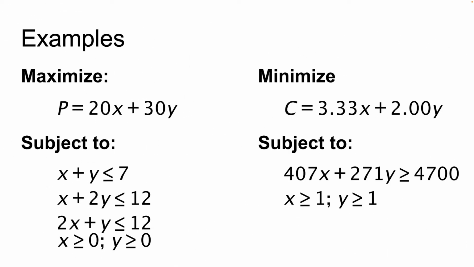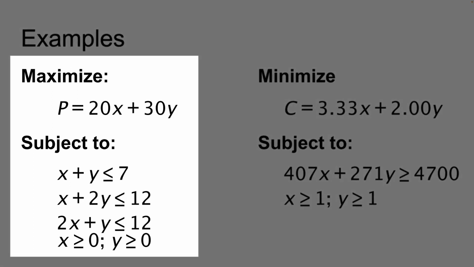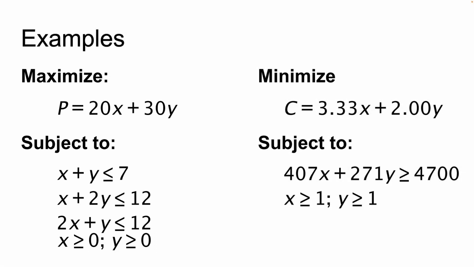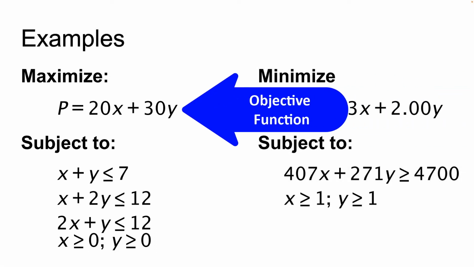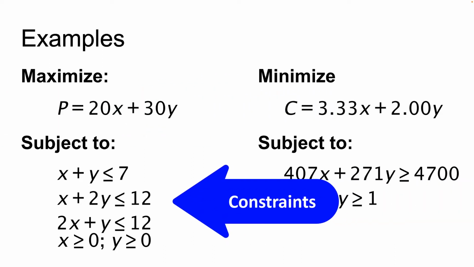Here are 2 examples of optimization problems. On the left-hand side, we're asked to maximize the function p equals 20x plus 30y. This would be our objective function since this is the function that we're trying to maximize. Subject to the constraints, x plus y is less than or equal to 7, x plus 2y is less than or equal to 12, 2x plus y is less than or equal to 12, x is greater than or equal to 0, and y is greater than or equal to 0.